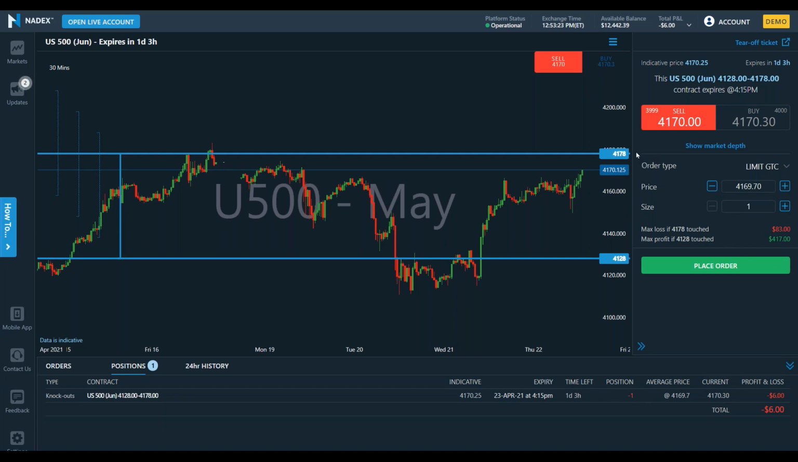If it gets up to the ceiling, I would get knocked out and lose $83. That was my capital requirement. That's how much I had to put up. Now, what would my potential profit be is if it came all the way down to 41.28. I would get knocked out for a maximum potential profit of 417. That's a knockout. And I just took a short position. Now, could I go buy it back right now and take a partial loss?